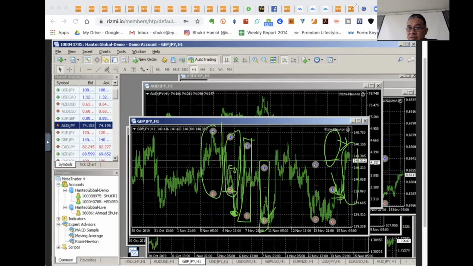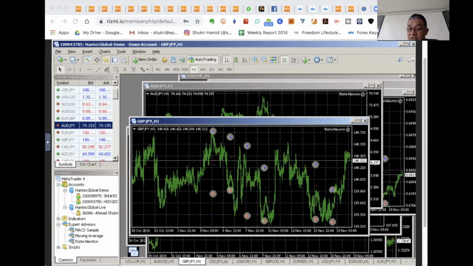And a very good example here was actually on Friday. Anyway, it was around the 14th or 15th of November here. That was a Friday. Yeah, 15th of November.